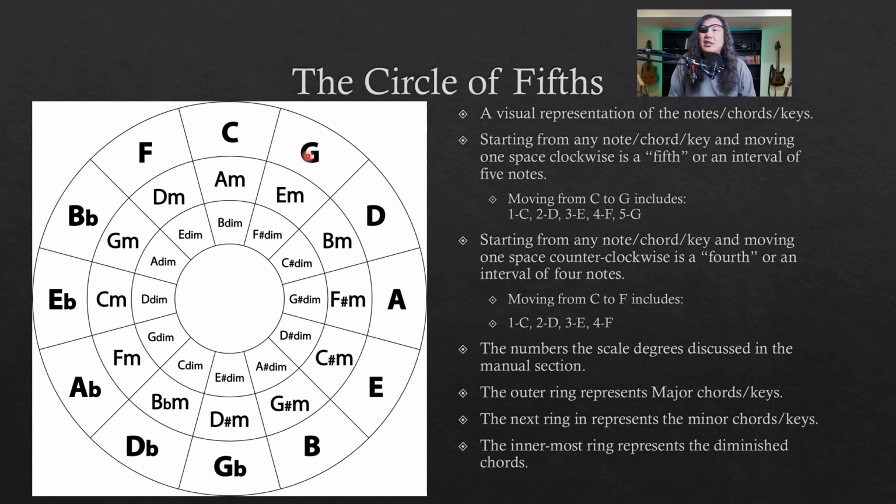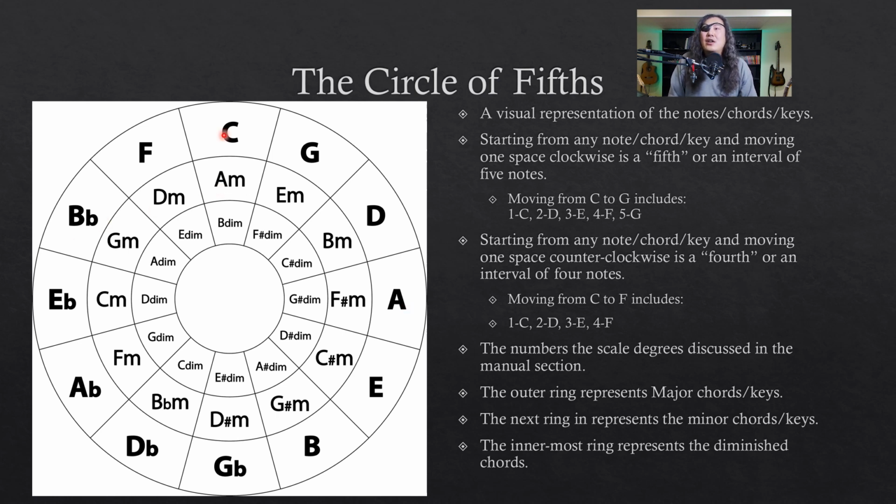Same thing, G to D. G, A, B, C, D. We're moving G to D. D, E, F, G, A, 5. A fifth to A. Totally messed up my alphabet there. I need to go back to kindergarten. All the way around, going clockwise, we're moving in fifths.